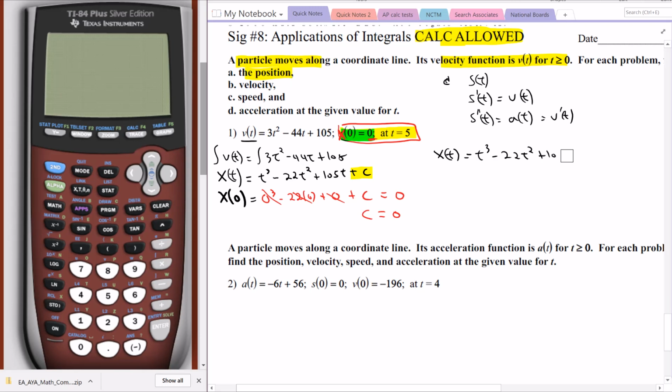because our c was 0. So technically I could write plus 0. If I would have got c as 5, I would have written plus 5 over here, right? But I got 0, so I leave it like this.